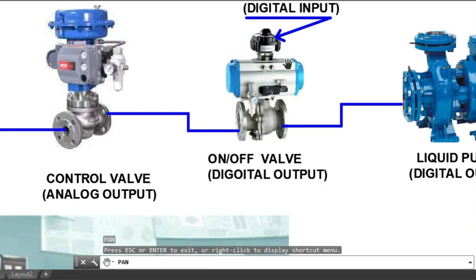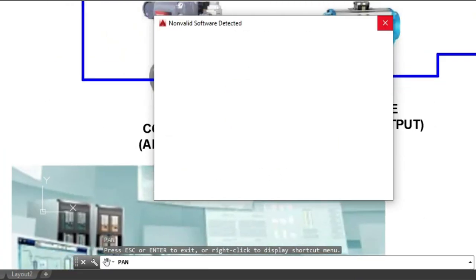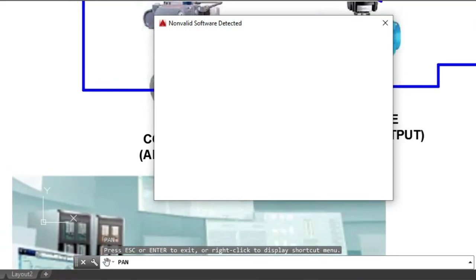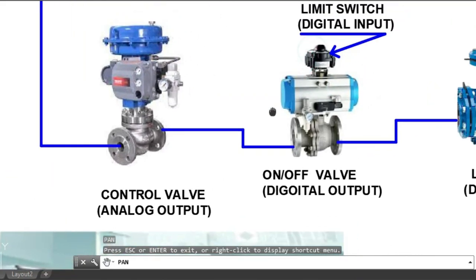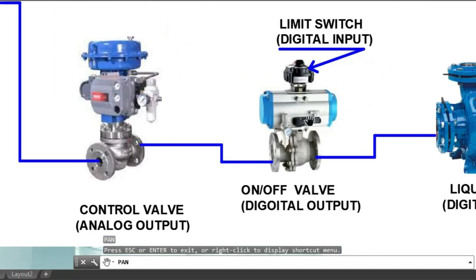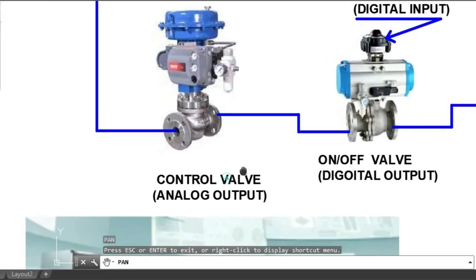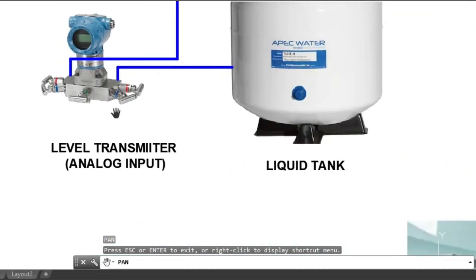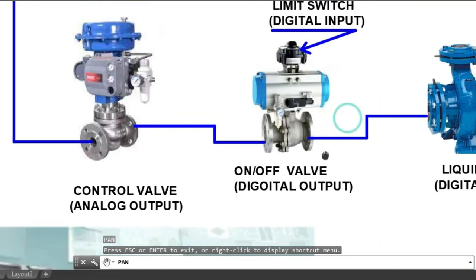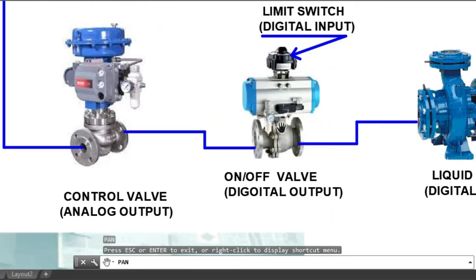on and off valve, and we have here a limit switch, and here we have a control valve, and we have a liquid tank and level transmitter.